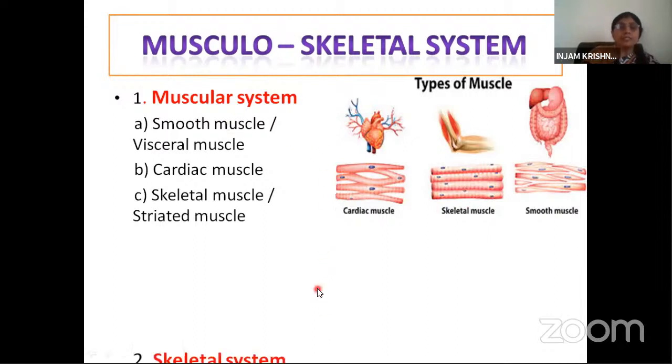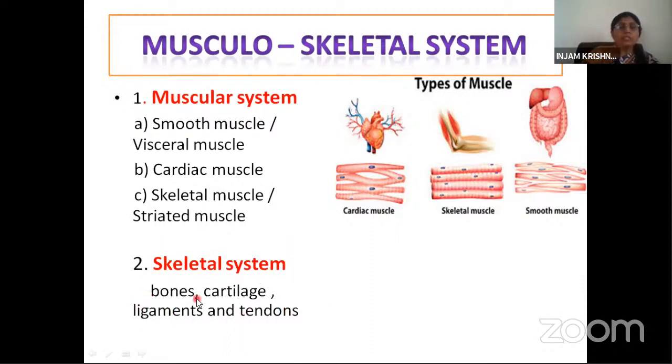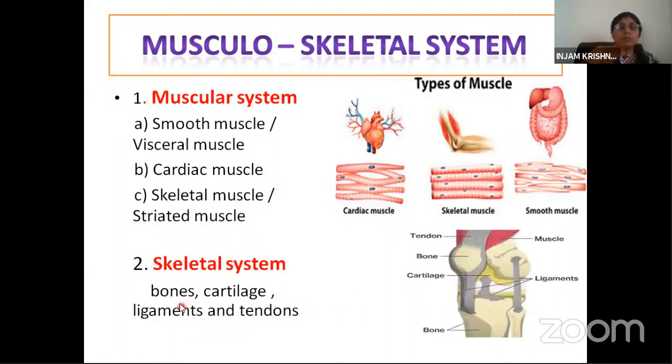Yes, the next, second system is the skeletal system. Here the skeletal system consists of bones, cartilage, ligaments and tendons. All of them together constitute the skeletal system. Bones, we know about the bones. Cartilage is one kind of connective tissue. It works just like a cushion or pad in between the bones. With the cartilage, it prevents the friction of the bones. See here, this is the cartilage in between the bones.